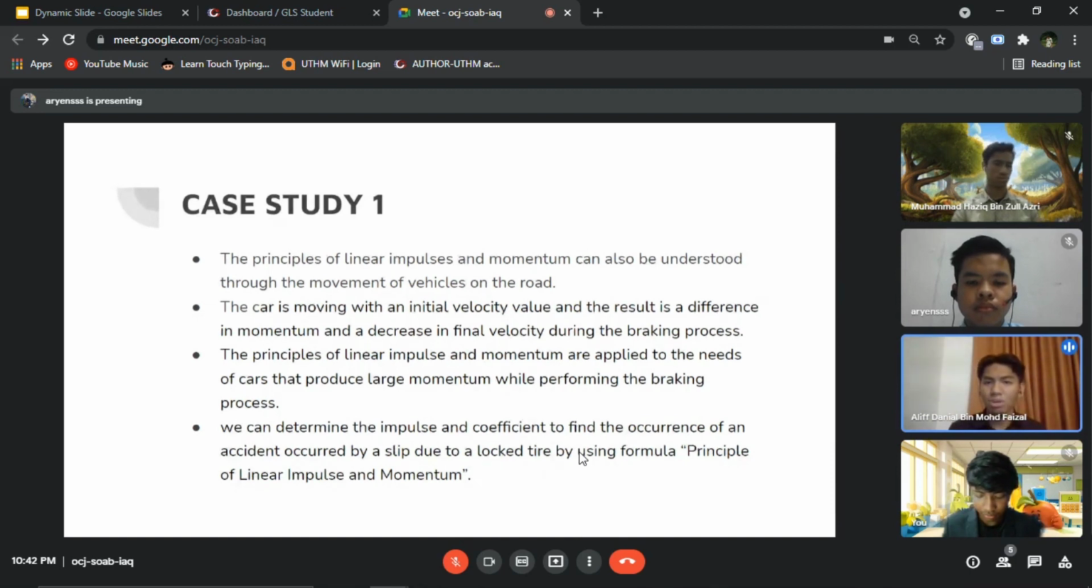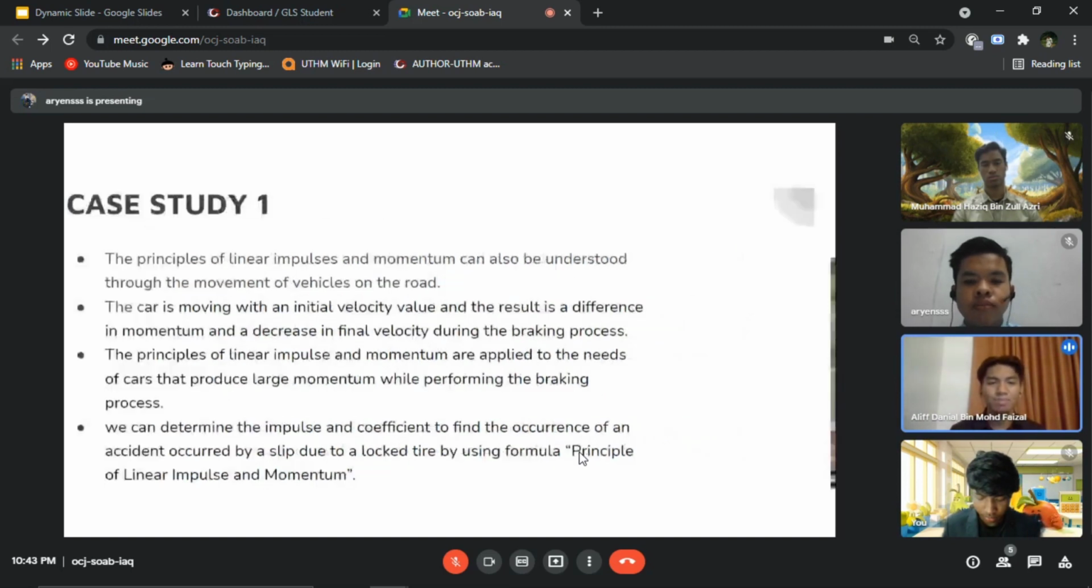Indirectly, there will be a kinetic coefficient between the car tires and the road. The momentum of a car is directly proportional to the mass and velocity of the car. In addition, the principles of linear impulse and momentum are applied to cars that produce large momentum while performing the braking process. We can also determine the impulse and coefficient to find how an accident occurred by a slip due to a locked tire, by using the formula of the principle of linear impulse and momentum. That's all for the background of case study one. I will pass to the next presenter.